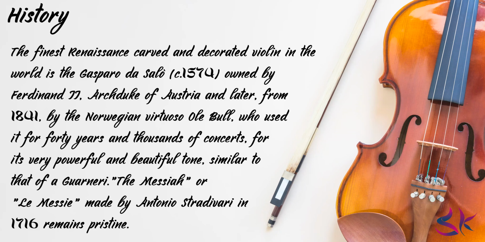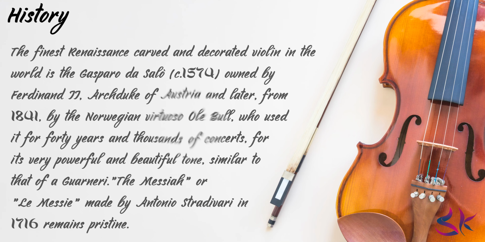The finest Renaissance carved and decorated violin in the world is the Gasparo da Salo, owned by Ferdinand II, Archduke of Austria, and later from 1841 by the Norwegian virtuoso Ole Bull, who used it for 40 years and thousands of concerts for its very powerful and beautiful tone, similar to that of a Guarneri. The Messiah, also known as Salabue, made by Antonio Stradivari in 1716, remains pristine. It is now located in the Ashmolean Museum of Oxford.